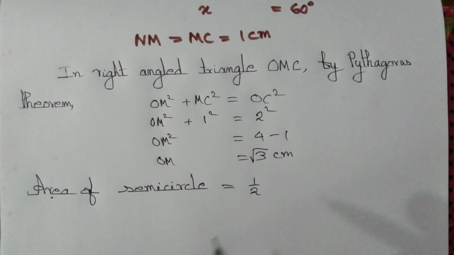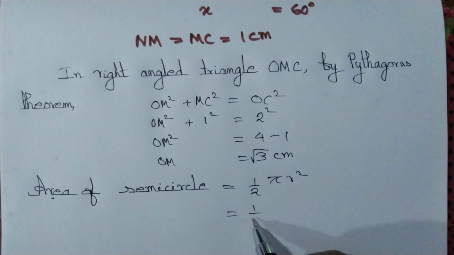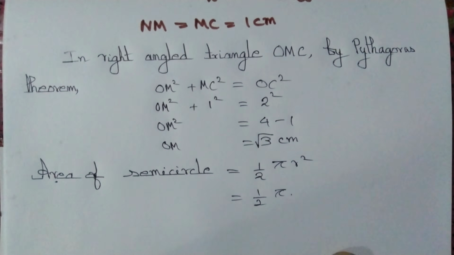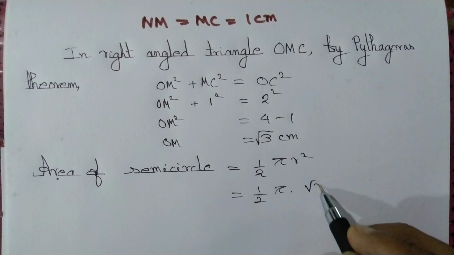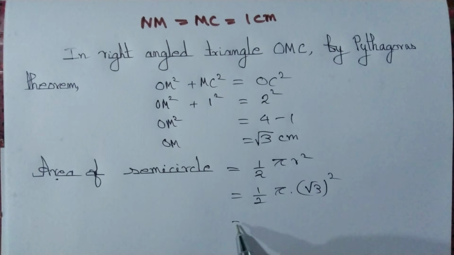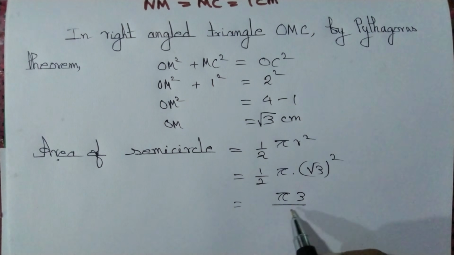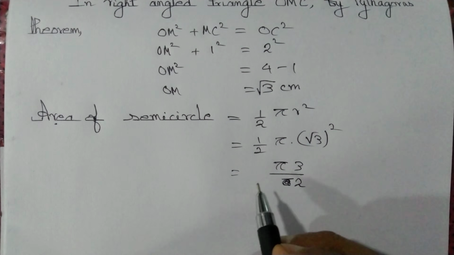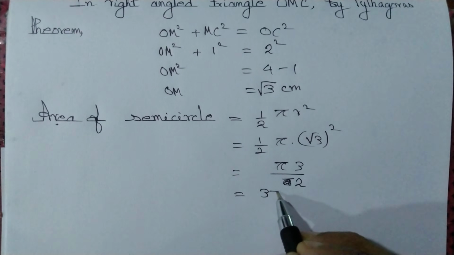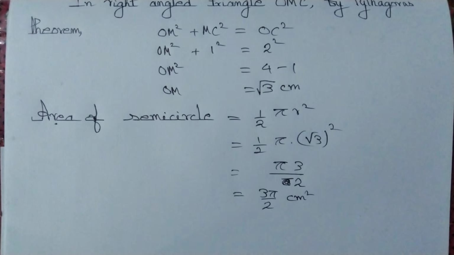Lastly, area of semicircle equal to half of pi r square, and thus half of pi we copy as it is. Instead of r we find it OM equal to root 3, so root 3 square, and that's equal to pi 3 by 2. Or area of semicircle equal to 3 pi by 2 square centimeter, or centimeter square.